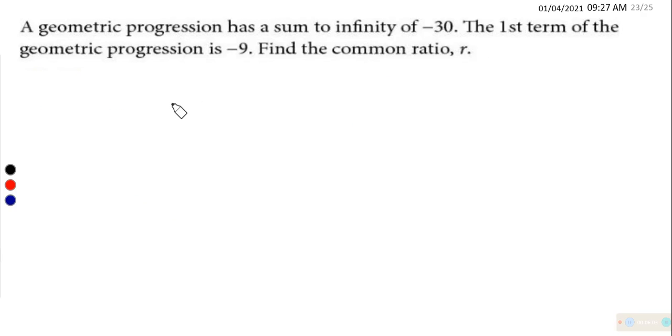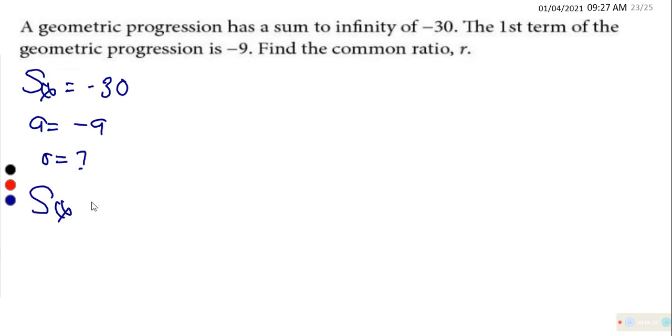Example 3. A geometric progression has a sum to infinity of minus 30. The first term of the geometric progression is minus 9. Find the common ratio. So the sum to infinity of this GP is minus 30. The first term is minus 9. And the common ratio r, we don't know. So find the common ratio.